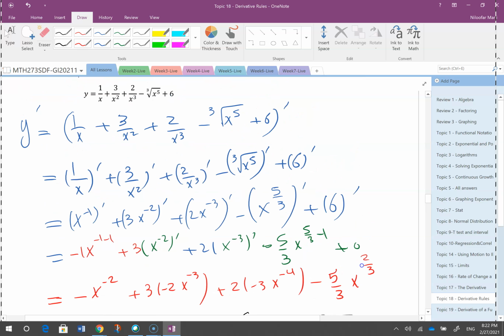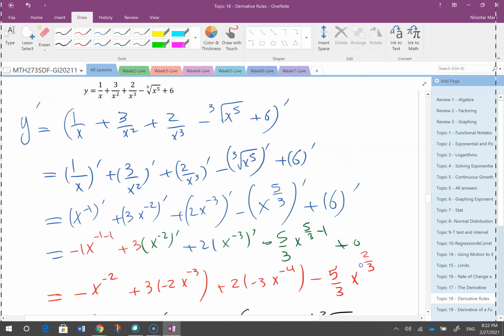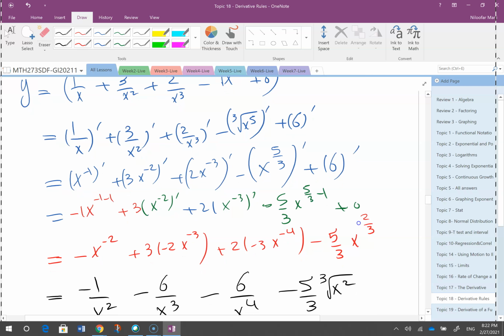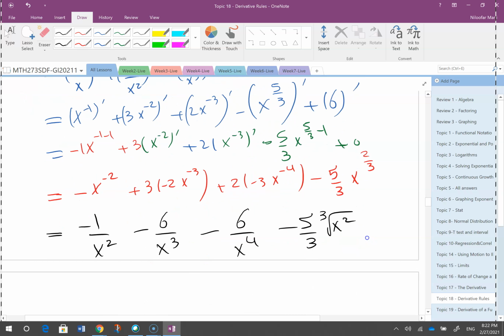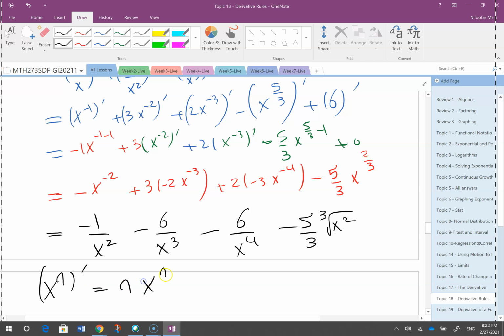So derivative of left is derivative of right. Derivative goes through plus and minus. Then I change it to fraction as exponent or negative exponent because I want to use my rule. What is my rule? My rule is derivative of this is n x power n minus 1.